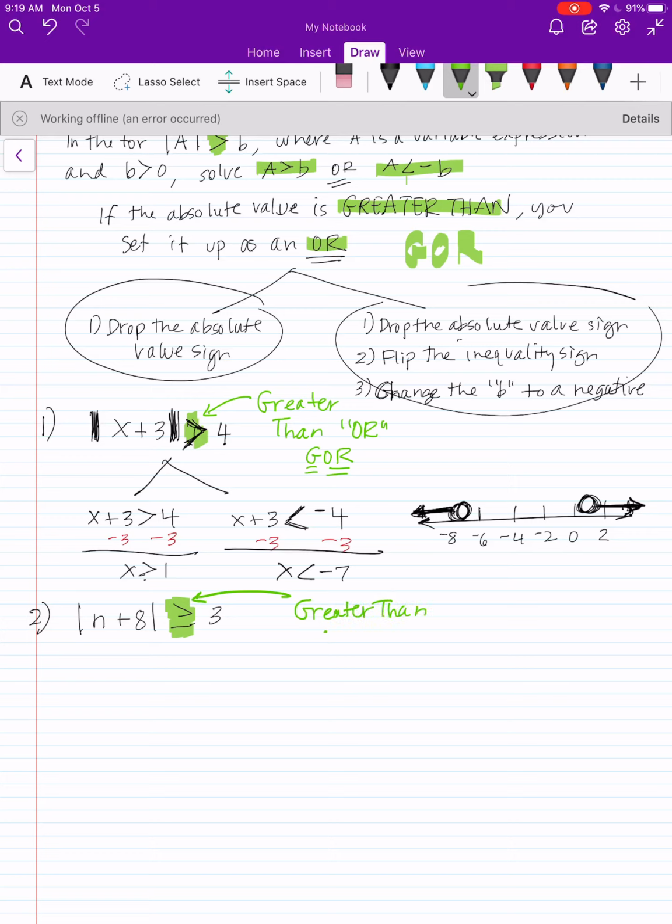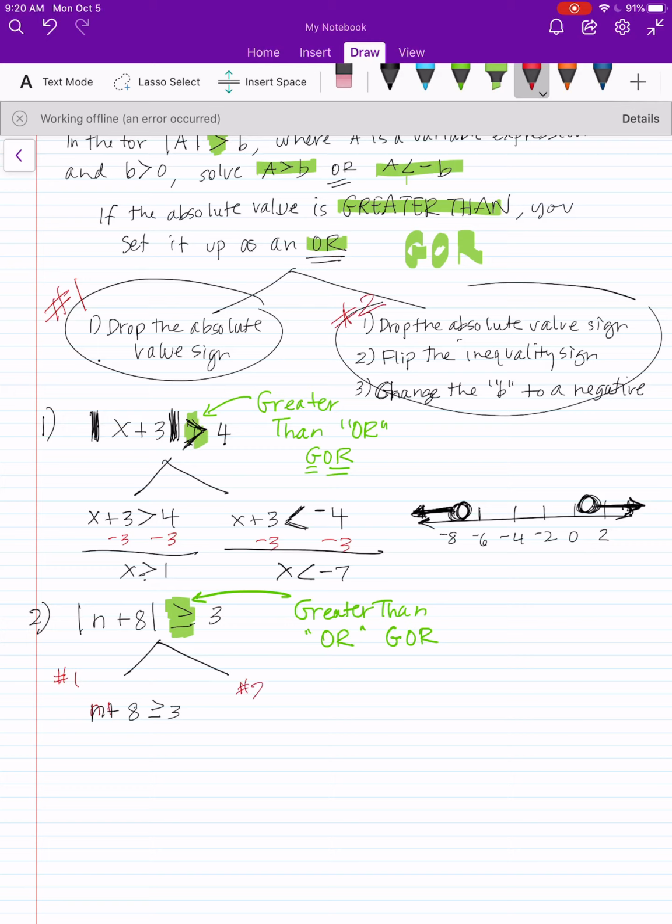So that means I'm going to set it up as an OR, and I remember it as greater than or: blood, guts, and gore. Gore. Okay? So in order to set it up into 2, first rule, so this is kind of like our number 1 setup. Our number 1 setup is just to drop the absolute value signs. So n plus 8 is greater than or equal to 3. That's all I do.